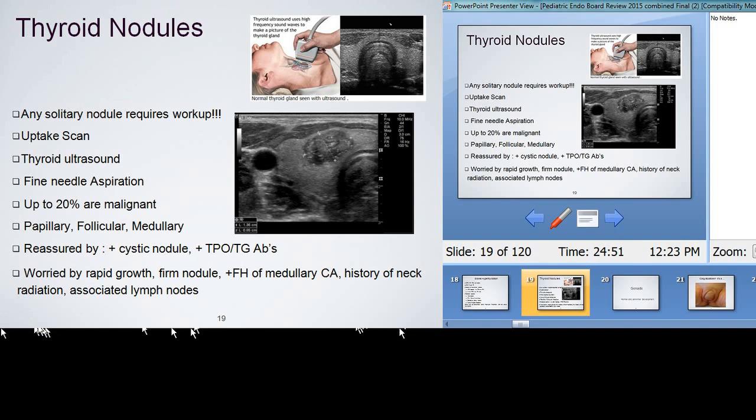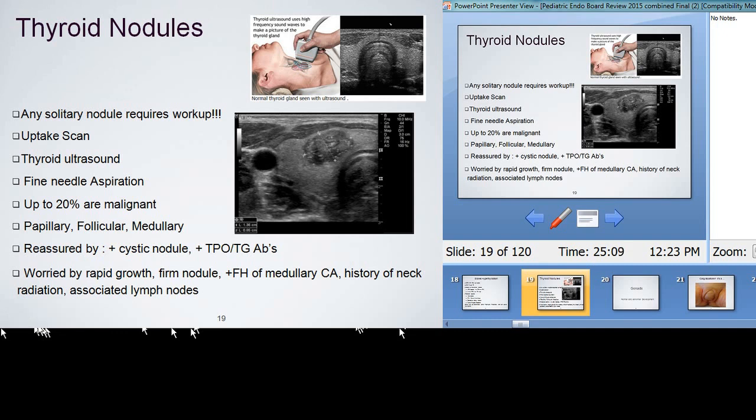Up to about 20% of them are malignant, either papillary, follicular, or medullary. If you have a cystic one, just a cyst, that usually looks like a good thing. Usually it's not associated with a cancer. But if you have a solid component to the cyst, all bets are off.